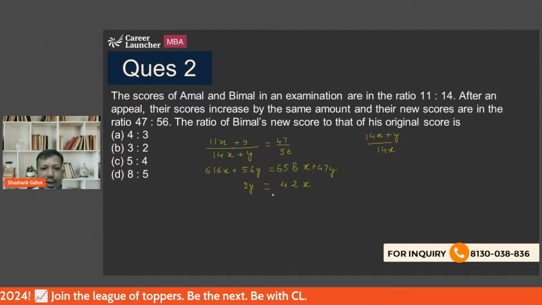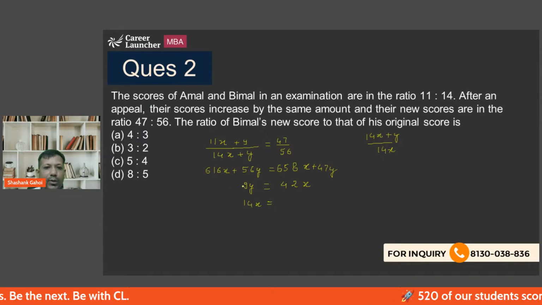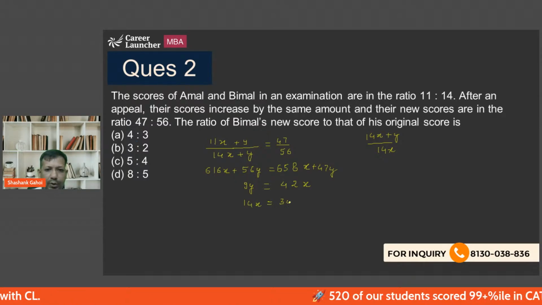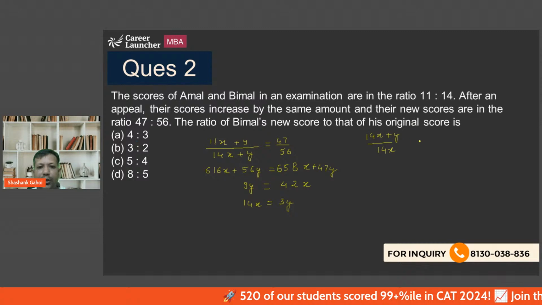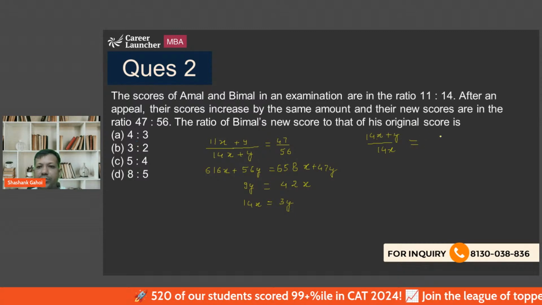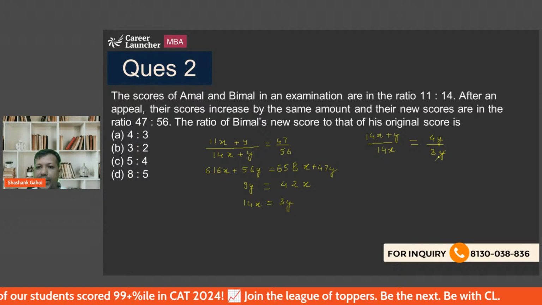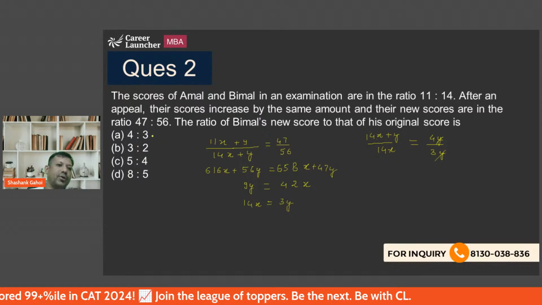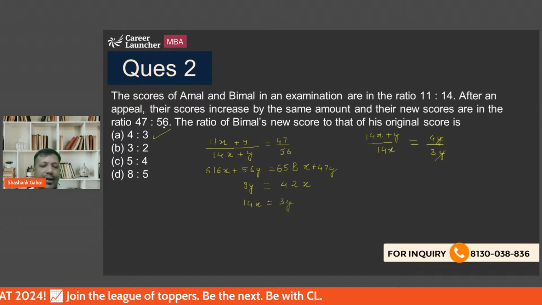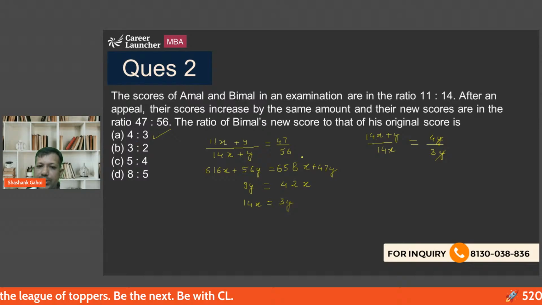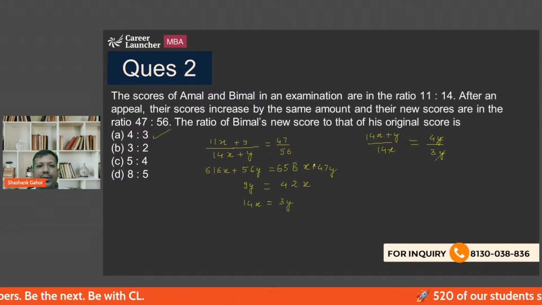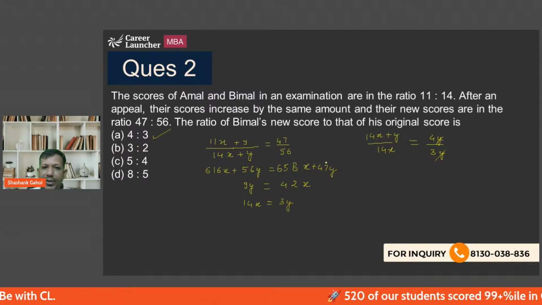So I can say that, cancelling out, 14x comes out to be 3y. Now I'm going to place this value over here. So 3y plus y is going to be 4y upon 3y. So y cancels out, and the answer comes out to be 4:3. So directly we can get the answer of these kind of questions. Nothing much, nothing lengthy. Simply we can solve it.